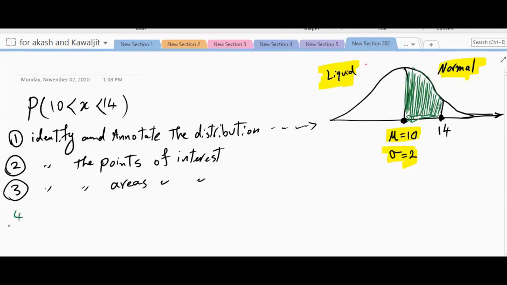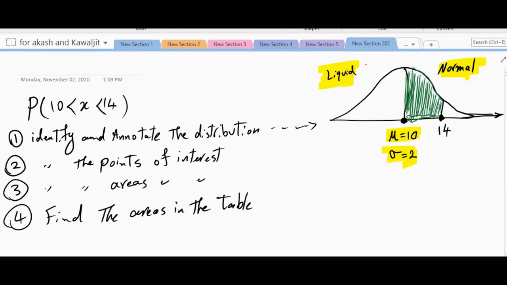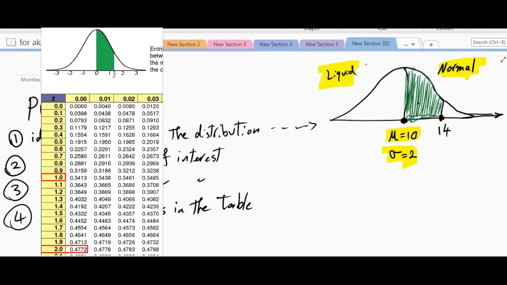And next step is that we have to find the areas in the table. So now, please go to the table. Does the table give us the area between 14 and 10? Look at the graph at the top of page AP55. Does the table give us the area between 10 and 14? Normal distribution table. No, it doesn't. It gives us the area between zero and a point. And everything is measured in terms of number of standard deviations.